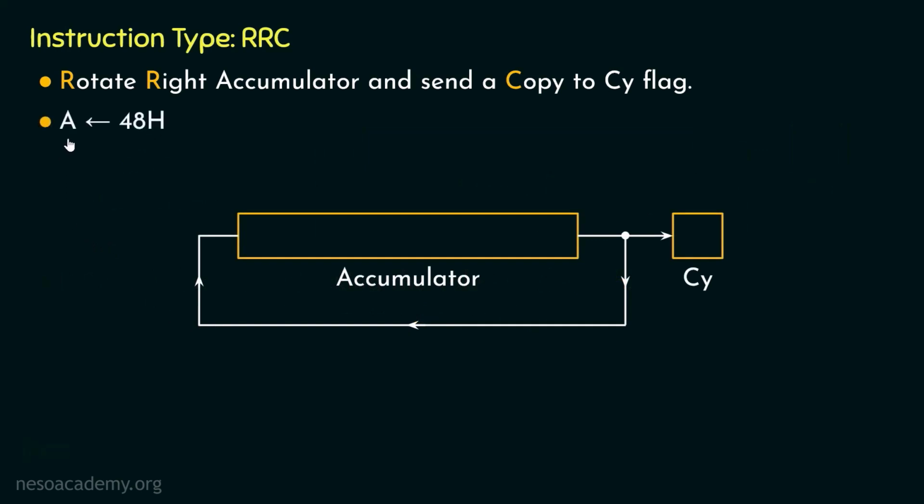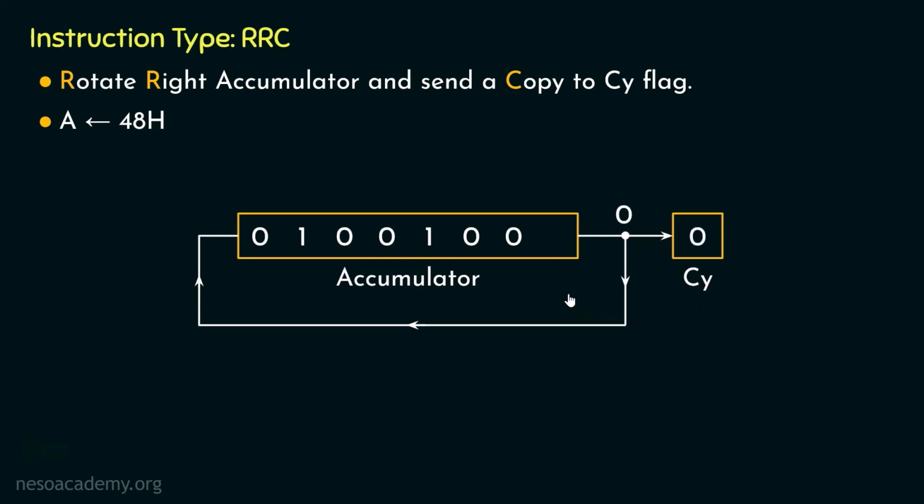Say within the accumulator, initially we have got the value 48. Notice the least significant digit, it is 8. The 4-bit binary equivalent of 8 is 1 followed by 000. What about 4? The equivalent 4-bit binary of 4 is 0100, right? Now if we execute the instruction RRC, as I told you earlier, the least significant bit will come out of the accumulator and a copy of this bit will also be sent to the carry flag.